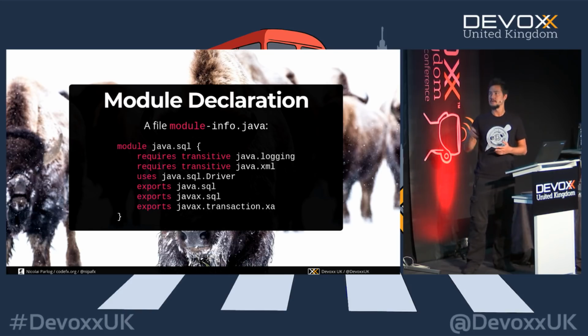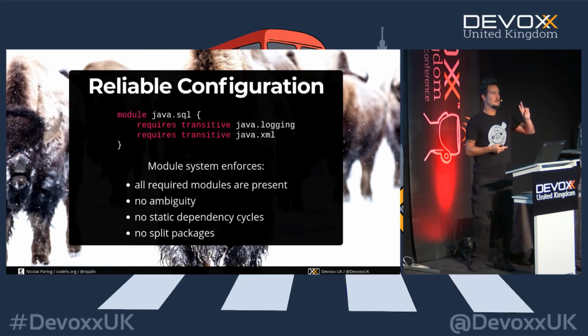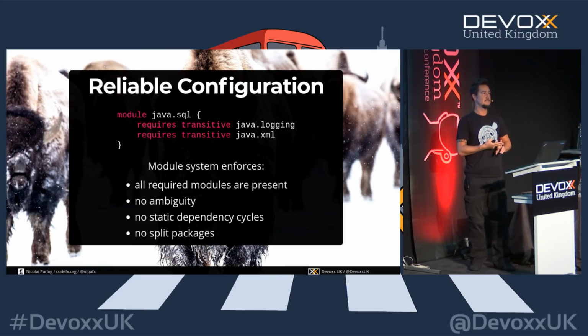If you create your own module, then you would create similar files. And then you would compile it to module-info.class. It would end up in your jar, and then you got a modular jar. So let's look at the two things that I mentioned: reliable configuration and strong encapsulation.